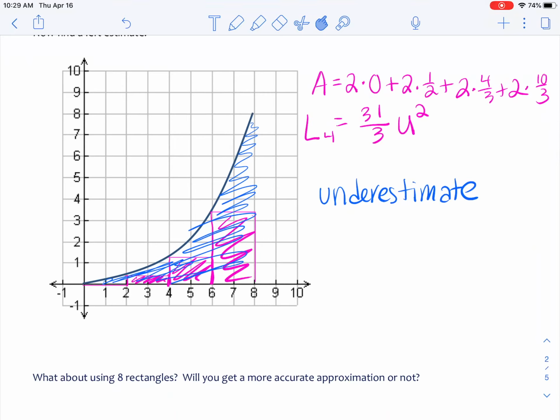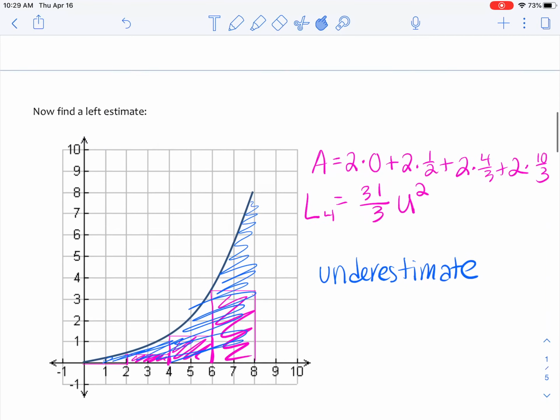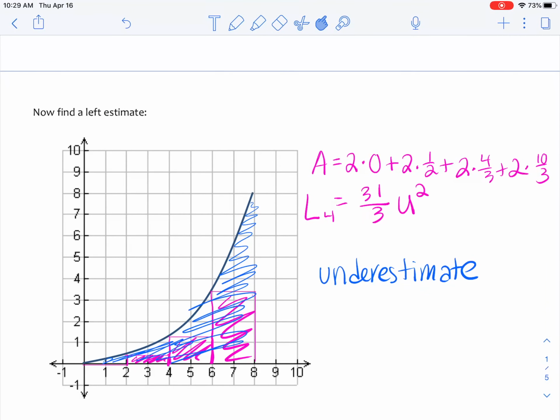Okay, so what if we used 8 rectangles? Will you get a more accurate approximation or not? Yes, the more rectangles we have, the better approximation there will be. And I actually posted a second YouTube video with a computer program that I have that shows you the rectangles increasing, and it shows you that the more and more rectangles you have, the better the area will be. So make sure you watch that second YouTube video to answer this question even better.